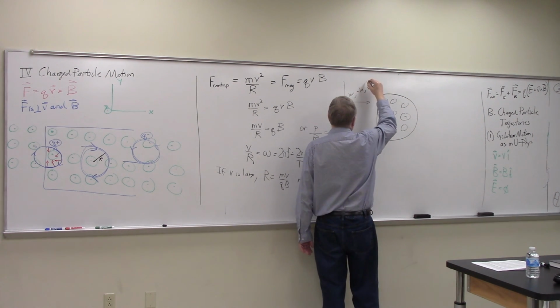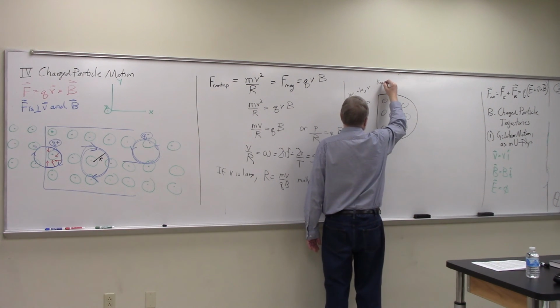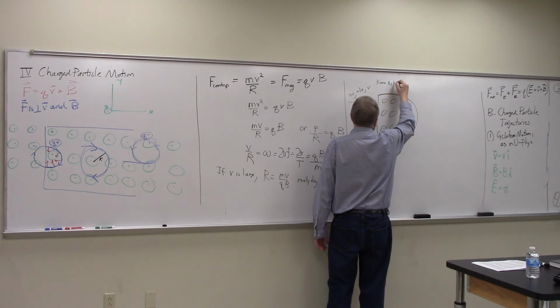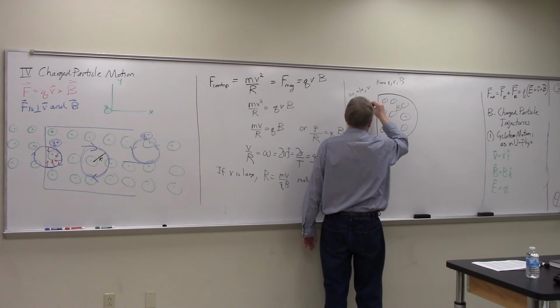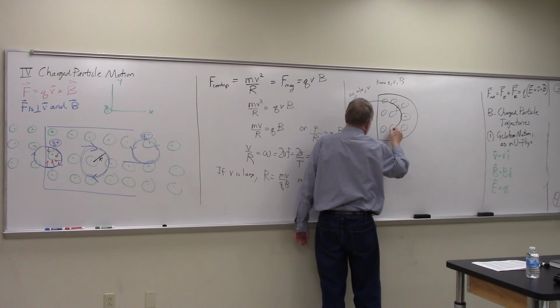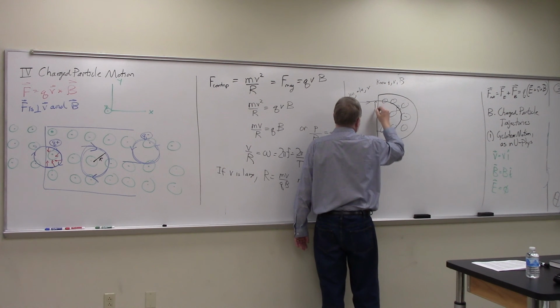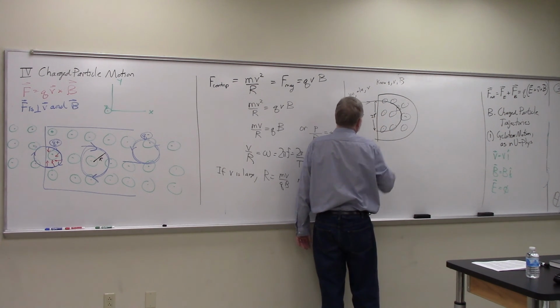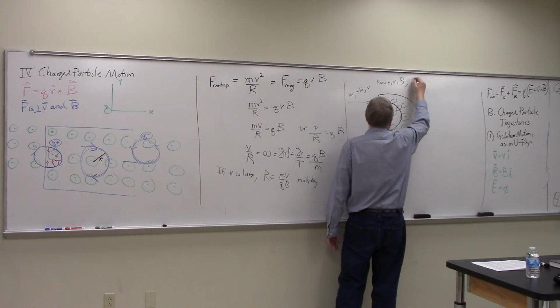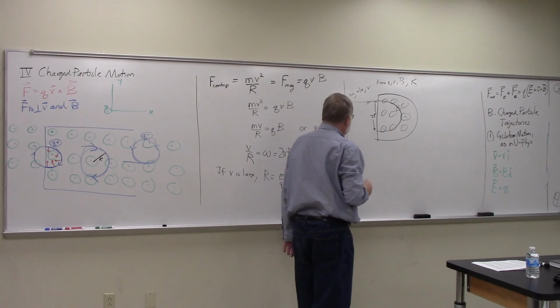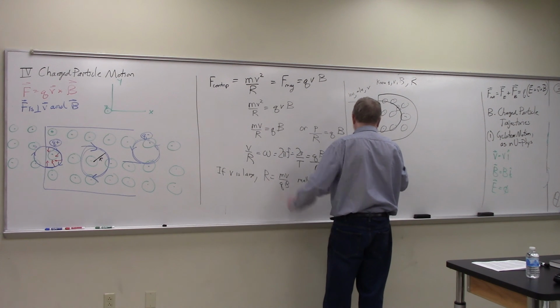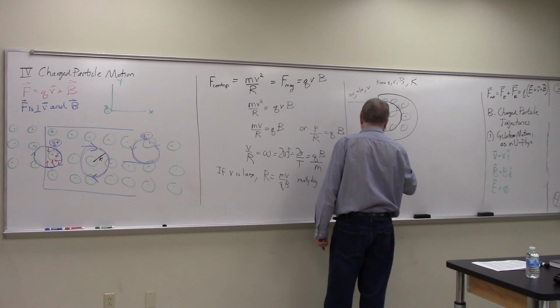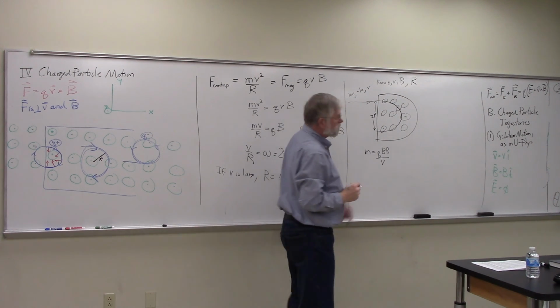So I know Q, I know v, I know B. This particle goes in, makes a circle, the radius r. You know Q, you know v, you know B, you know r. What can you solve for with that? m. And you can find the mass of that particle.